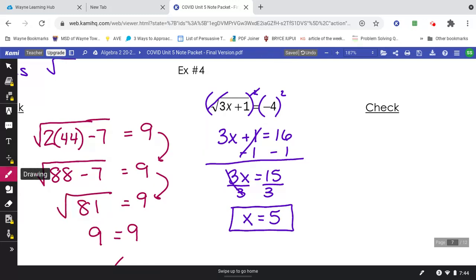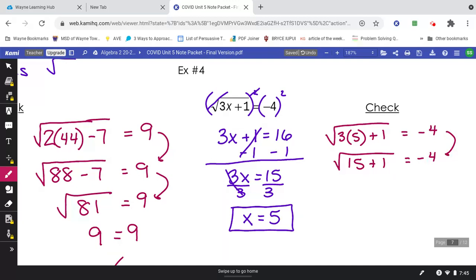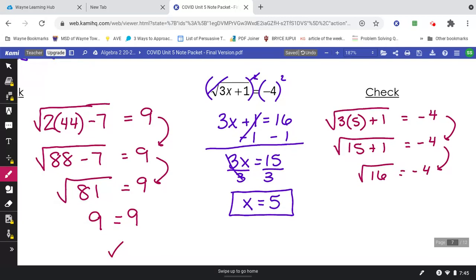I do have to check this one because it's a square root. So I'll put it back into the original problem, 3 times 5 plus 1, and we'll see if that gives us negative 4. 3 times 5 is 15. Bring down the negative 4. 15 plus 1 is 16. Bring down the negative 4. And the square root of 16 is 4.